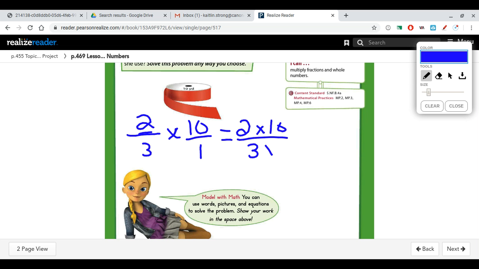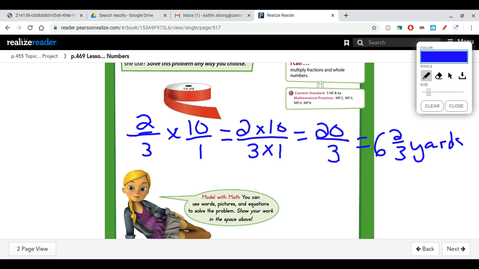So I'm going to rewrite this as 2 times 10 over 3 times 1. And then when I do that, I end up with 2 times 10, which is 20 over 3. And then I need to simplify and reduce it into lowest terms. So I'm going to turn it into a mixed number. 3 goes into 20 6 times. And then I look at what I have left over. I end up having 2/3 left over. And then I look and see, can I simplify 2/3 anymore? And the answer is no, I can't simplify 2/3. So my answer is going to be 6 2/3 yards is the amount of ribbon that she is going to use.